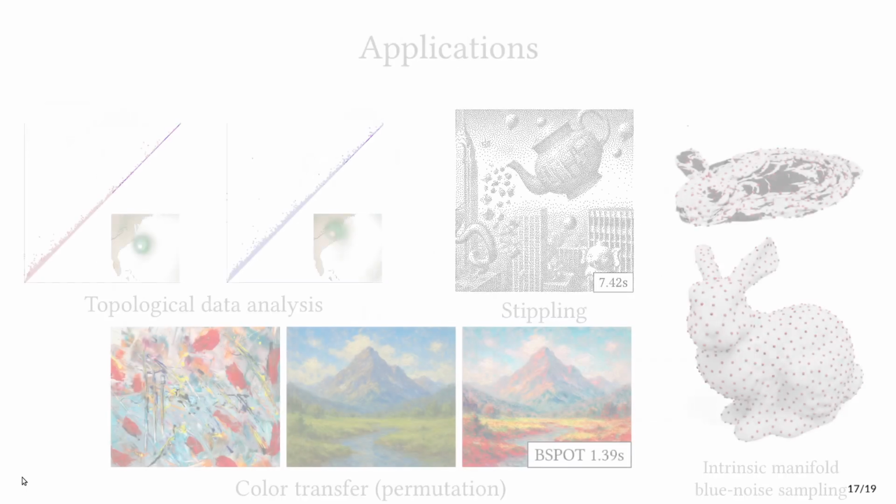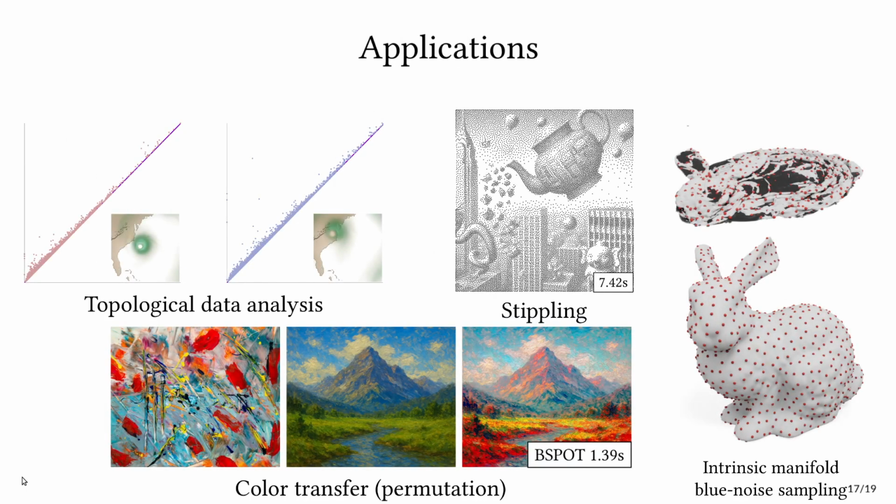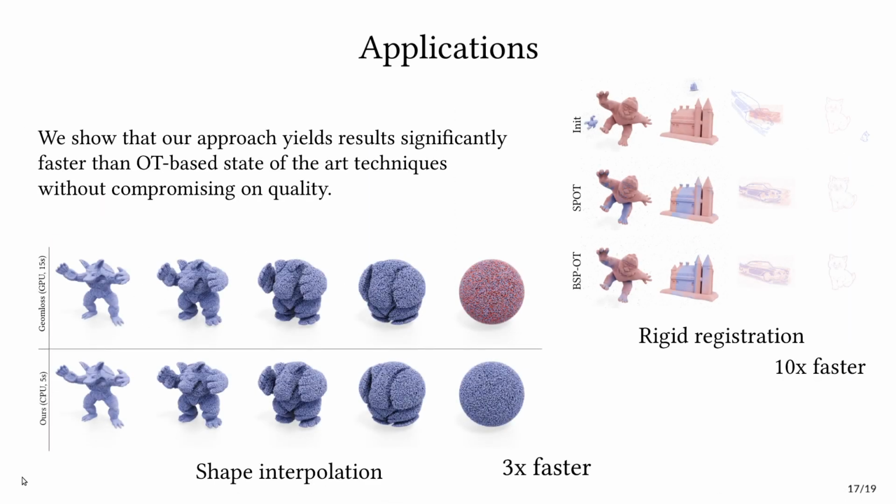All right. And in terms of application, I won't dive into the details, but essentially we are useful everywhere optimal transport is useful. Okay, and so we show in the paper that we can apply it to topological data analysis, image stippling, intrinsic blue noise manifold sampling, and even color transfer, where a target image can be expressed as a permutation of a style image. Okay, so that's quite nice. But essentially, the key takeaway here is that among other methods that use optimal transport, at the same level of quality, we are each time several times faster with simple code on the CPU. Okay, so really that's what's interesting with the method. It's very efficient and it's super simple.